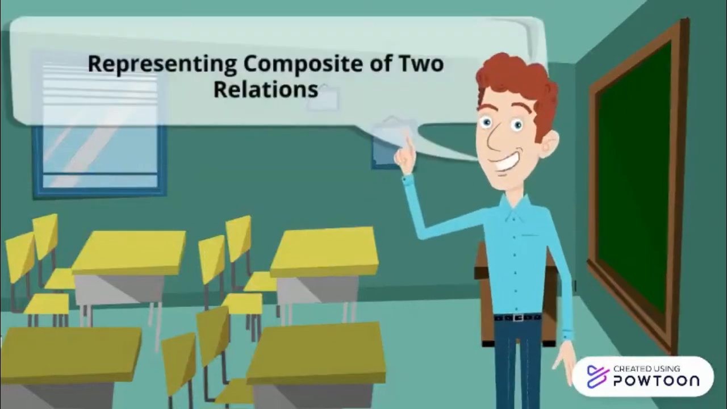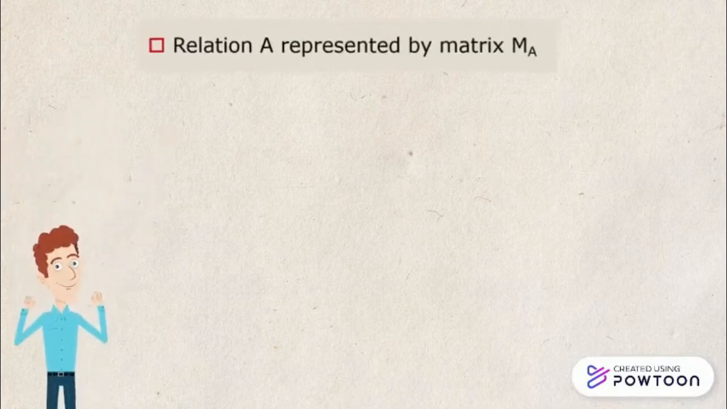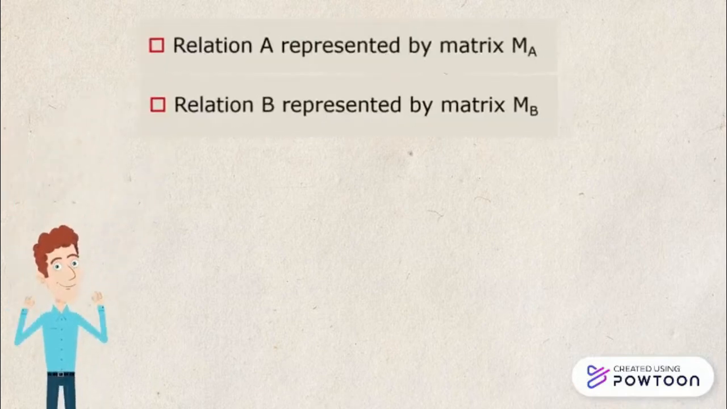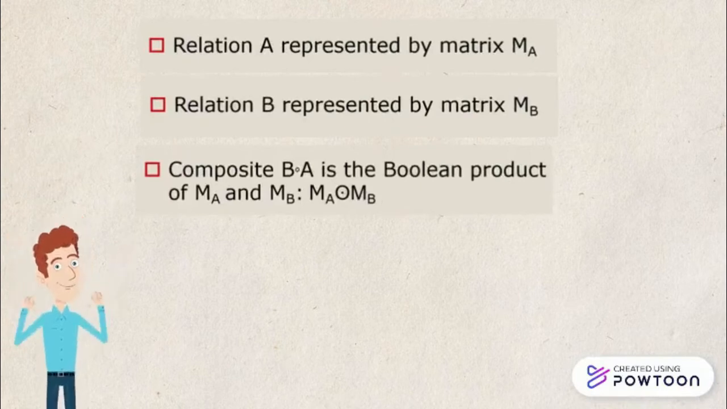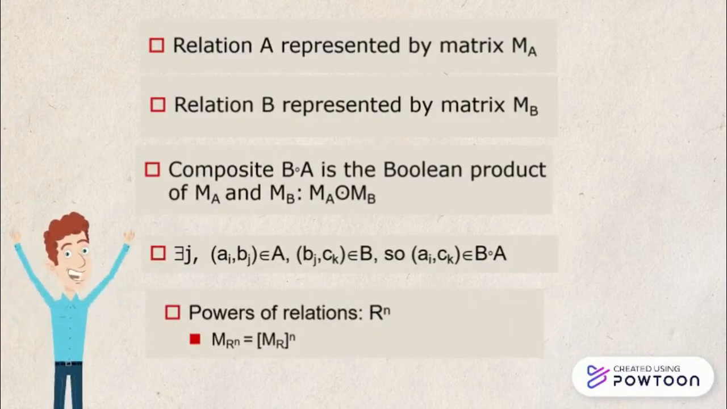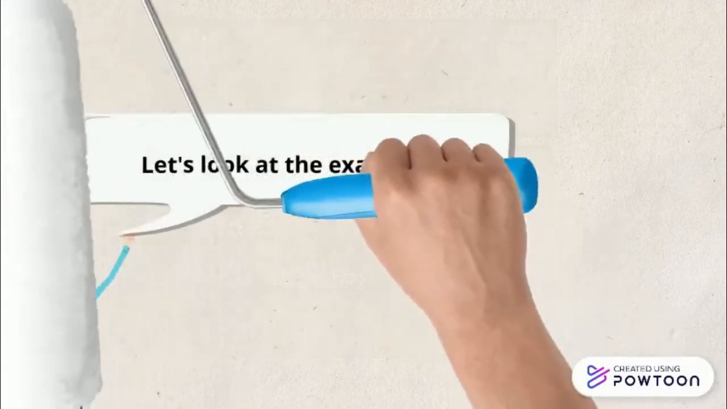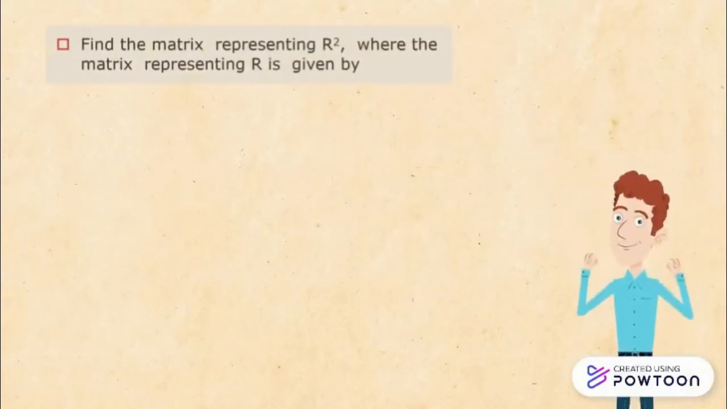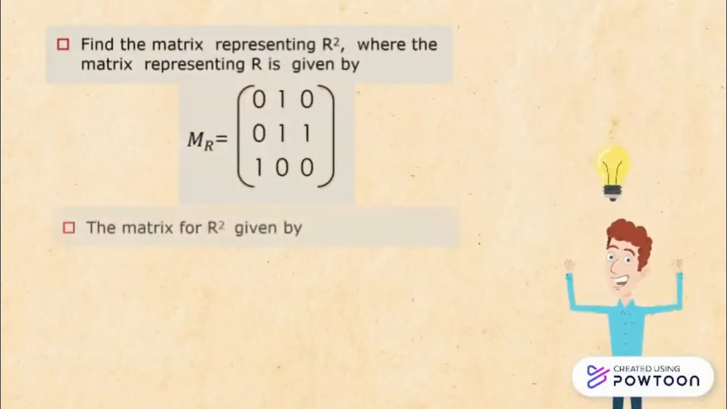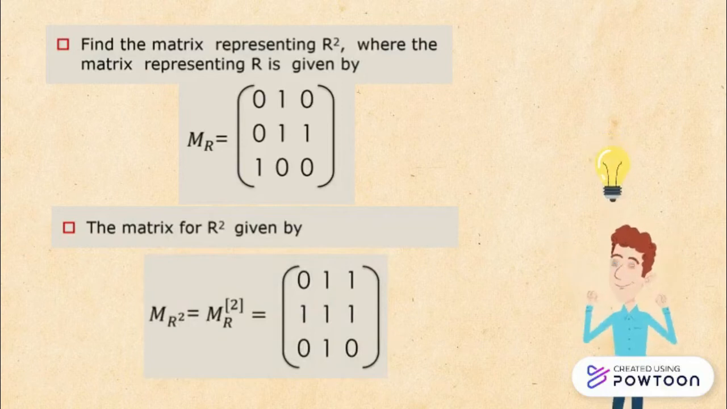Now, let's see how to represent the composite of two relations. Let's assume that relation A is represented by matrix MA and relation B represented by matrix MB. So the composite of B and A is the Boolean product of MA and MB. Let's look at the example for better understanding. This is the example. Find the matrix representing R squared, where the matrix of R is given. The matrix for R squared is MR squared.